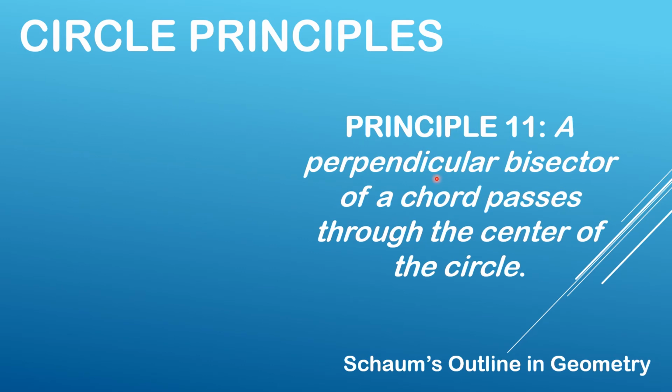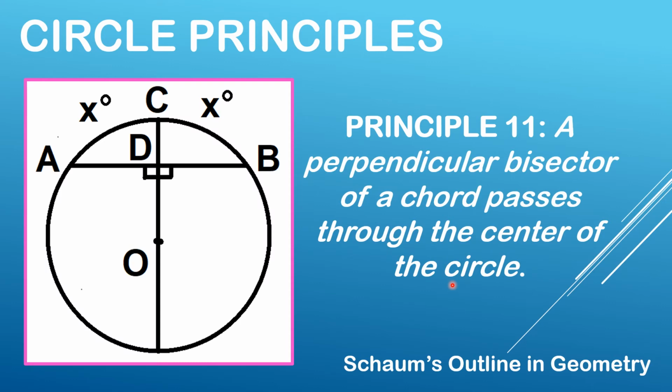Principle 11. A perpendicular bisector of a chord passes through the center of the circle. So this is the converse of the previous principle. So if this chord is perpendicular to this chord and it bisects this chord, then that chord must be a diameter, or it passes through the center of the circle.